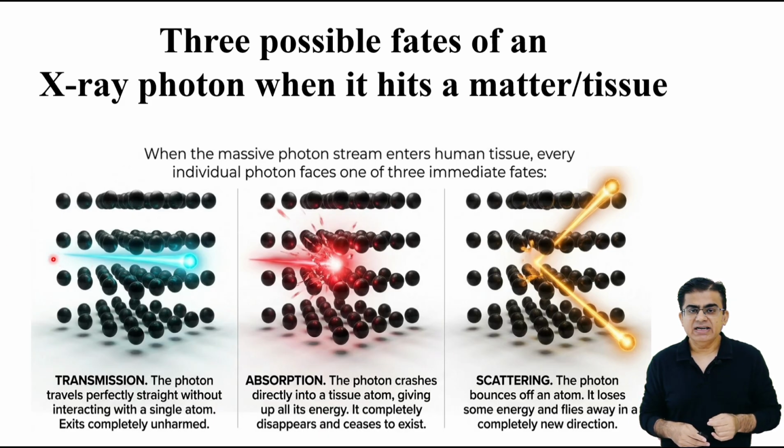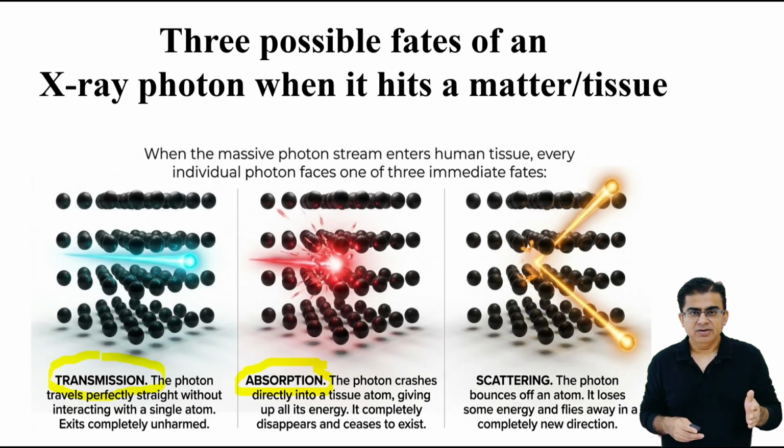When this massive stream of photons enters human tissue, every single photon faces one of three immediate fates. The first possible fate is called transmission. This photon travels perfectly straight without interacting with any atom. It exits the tissue completely unharmed and unaffected. The second possible fate is called absorption. This photon crashes directly into a tissue atom. It gives up all of its energy right there. It completely disappears and ceases to exist.